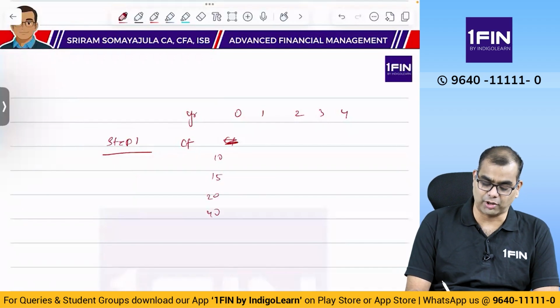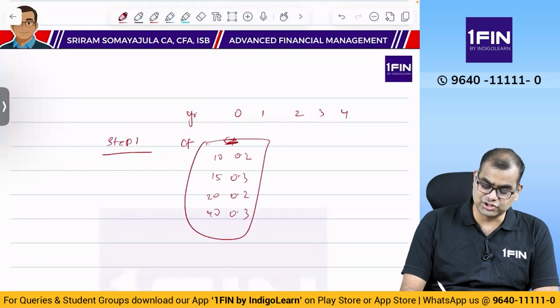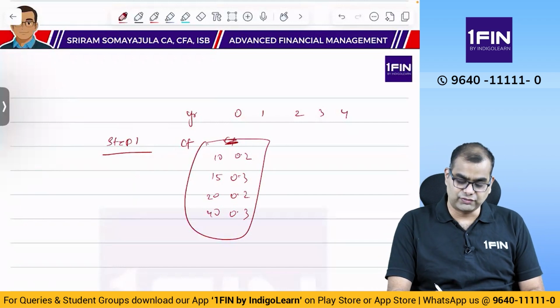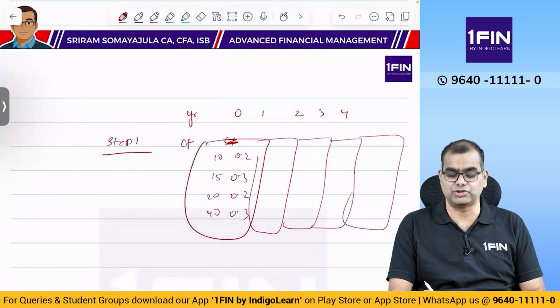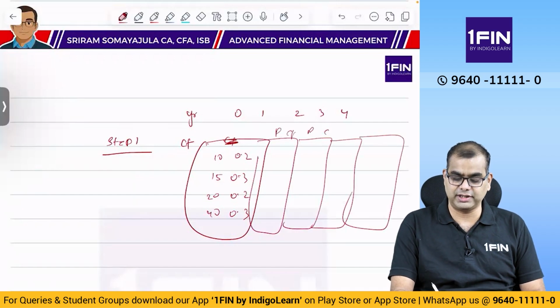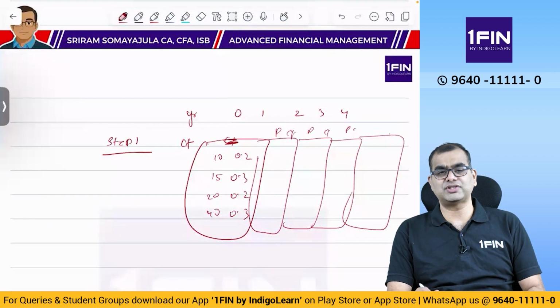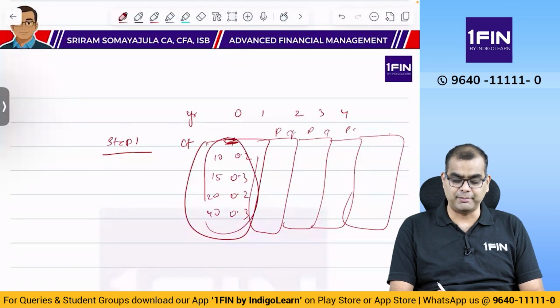For each of them there is a probability distribution, 0.2, 0.3, 0.2, then 0.3. Like that, there is a distribution of probabilities and cash flows for each of the years. So for each year, there is a cash flow associated with a specific probability: probability, cash flow, probability, cash flow. Now, when you have such a distribution, you compute the expected cash flow for a single year by multiplying these two numbers. So you get an expected cash flow.